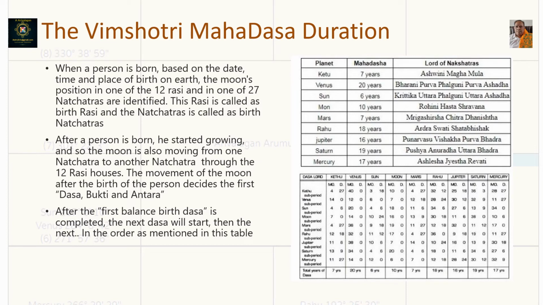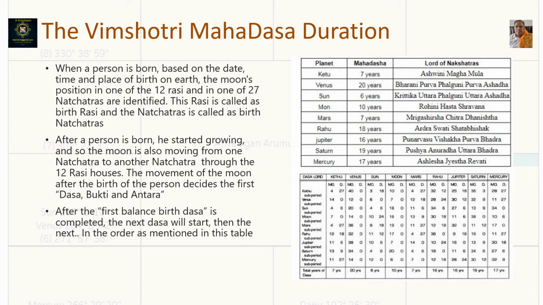After a person is born, he starts growing, and the moon is also moving. As the person grows, the moon moves from one Natchatra to another through the 12 Rasi houses. The movement of the moon after the birth of the person decides the first Dasa Bhukti Antara. After the first balance birth Dasa is completed, he will go to the next Dasa, and the next Dasa comes in the same order in which it is listed here.